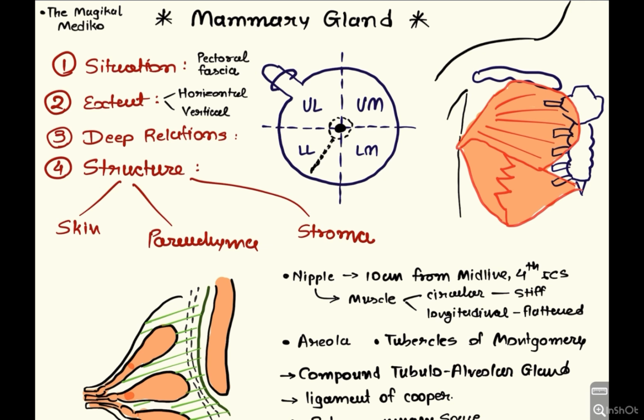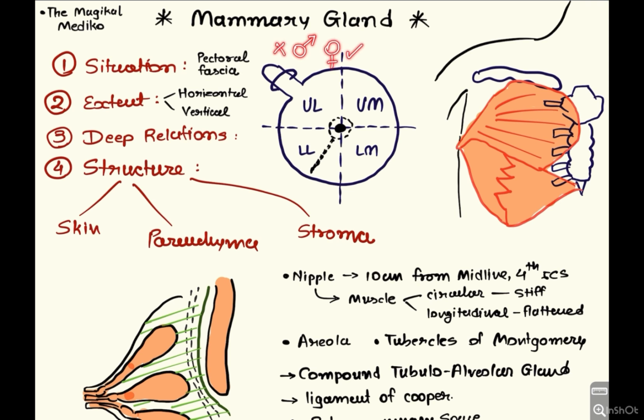So today in this video we are going to discuss a very important topic in anatomy, that is the mammary gland. We are going to discuss this mammary gland in 8 subtopics. So let's start. As we all know, the mammary gland is a modified sweat gland, and it is rudimentary in males and well developed in females.